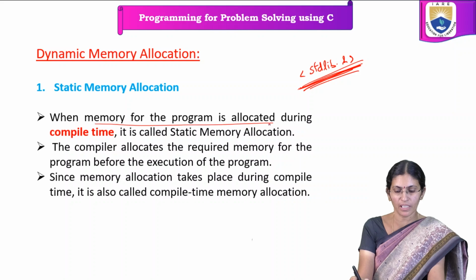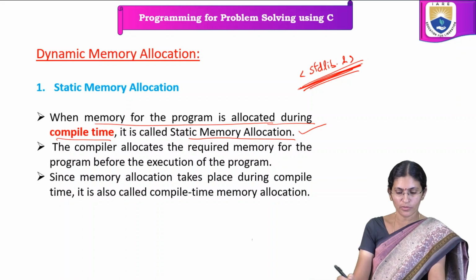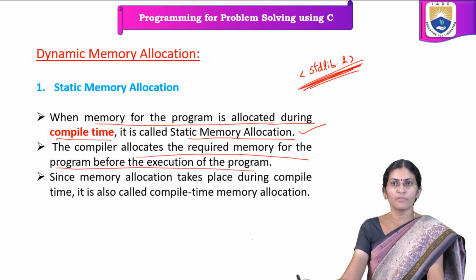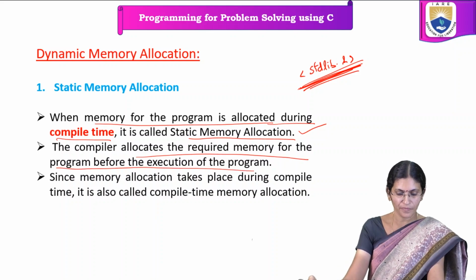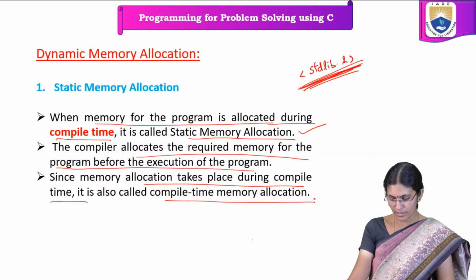We have seen that memory is allocated for the program during compile time. If memory is allocated during compile time, that is called static memory allocation. The disadvantage with this is that once the size is fixed, we cannot increase or reduce the size. The compiler allocates the required memory for the program before the execution of the program. Since memory allocation takes place during compile time, it is also called compile time memory allocation.